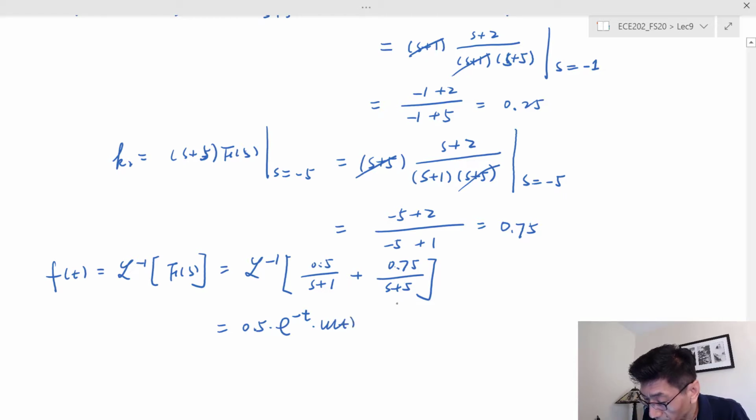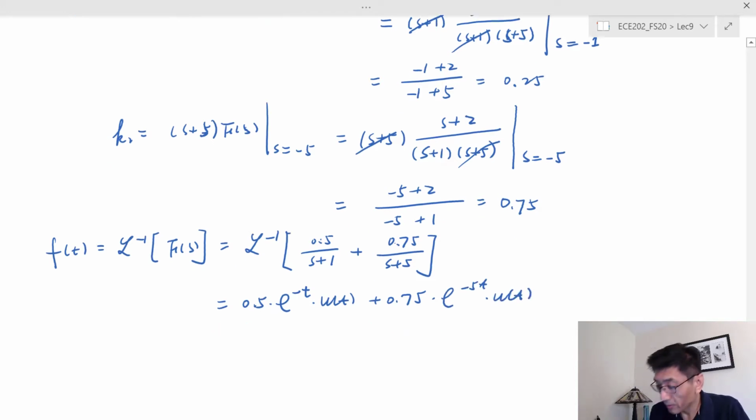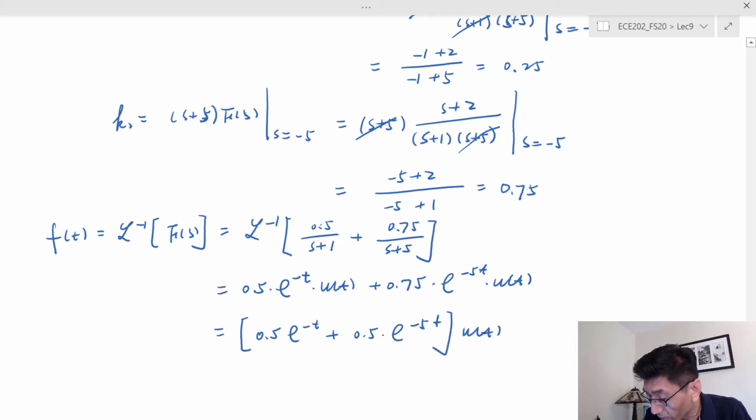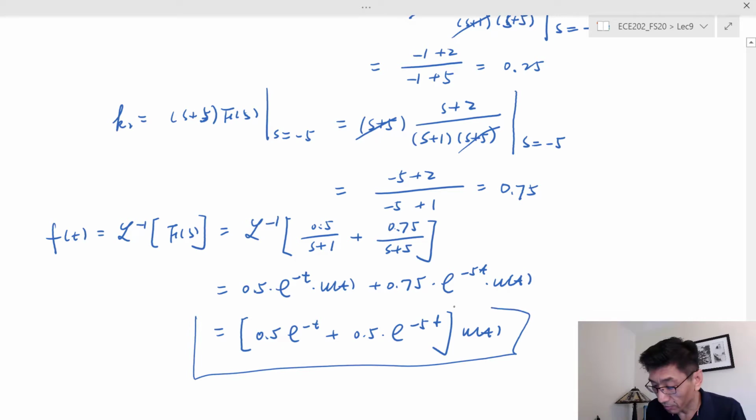The second one here is 0.75 times e^(-5t), e^(-5t) times u(t). If you want to factor that out, that's fine. So that's 0.25 e^(-t) plus 0.75 times e^(-5t) times u(t). Okay, that's how we do the inverse Laplace transform: break it into the partial fraction expansion so that we can recognize the transform pairs.